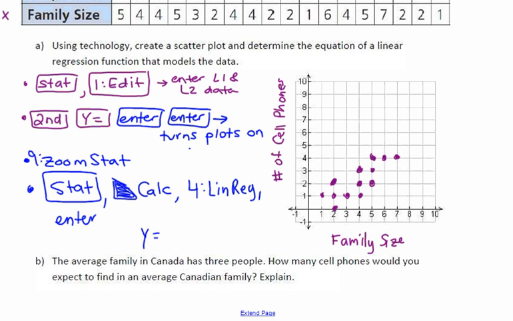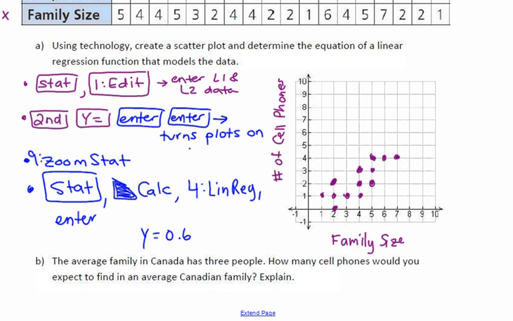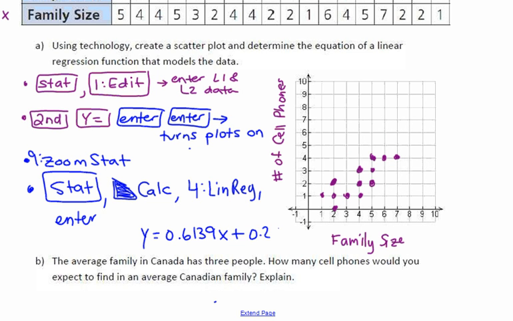Okay, so what's our equation for this line? Let's go to 4 decimal places. So our a value is 0.6139, so 0.6139 x, plus 4 decimal places for the b, 0.2596. Negative? Thank you. Minus 0.2596.